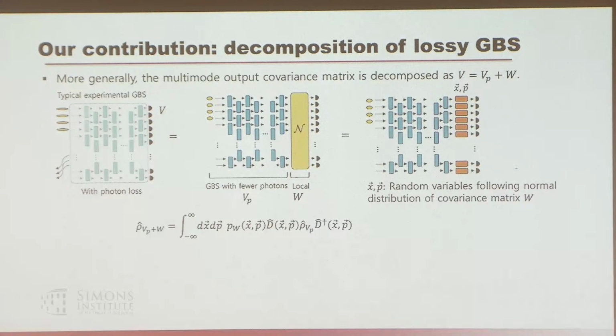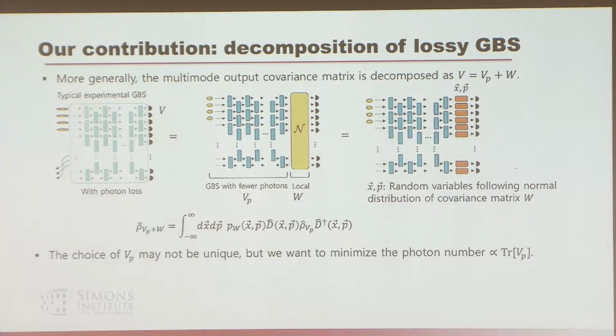What we did is to generate X and P vectors following the covariance matrix W, and then we apply a random displacement operation following this random variable locally. So you can see that the second layer is really local in this sense. Of course, this X vector and P vector can be correlated with each other across the modes, but once you generate an operator, the action is local. That's what I meant by local.